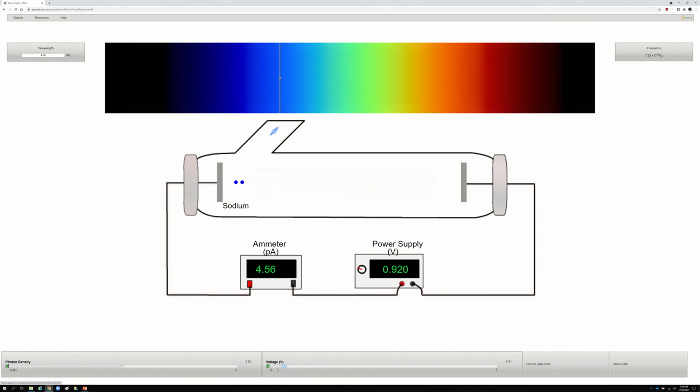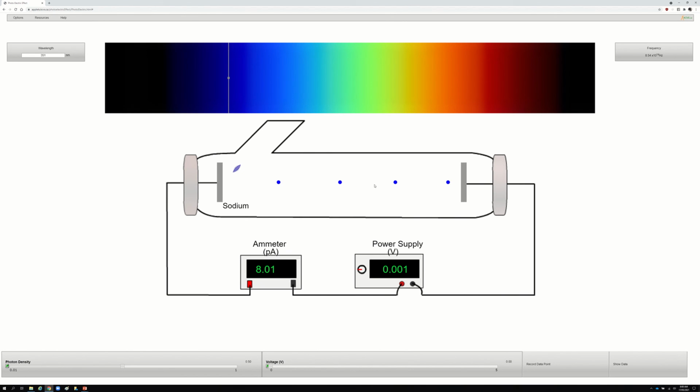We do say frequency for a reason. I'll explain a bit later on. Okay, so that's what we have here. Now, the next thing we're talking about is the magnitude of our current. So if I change the frequency or wavelength of my photon, you can see that there is no change in the overall current value here. There's no change at all.